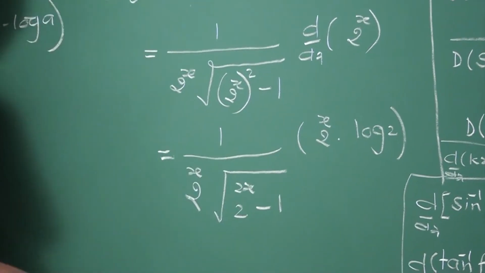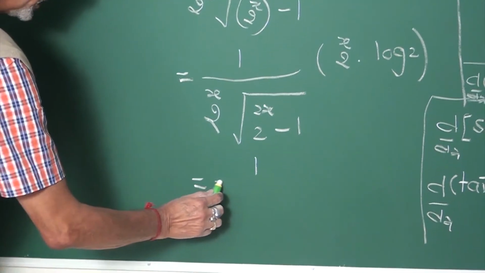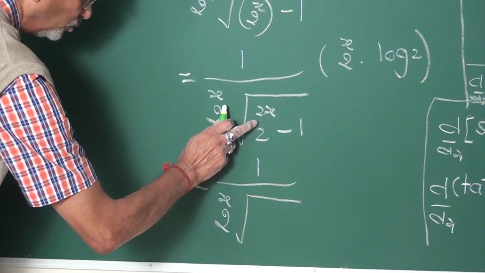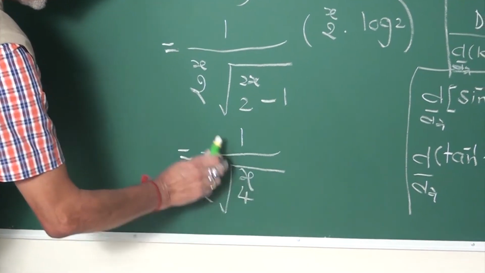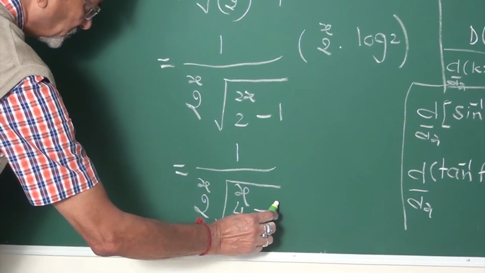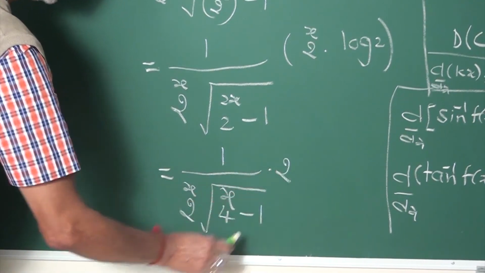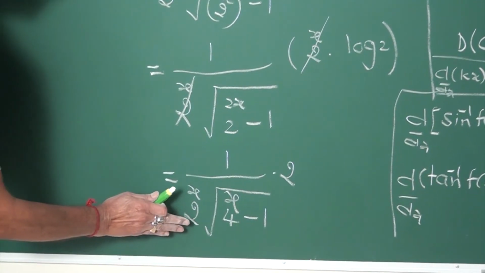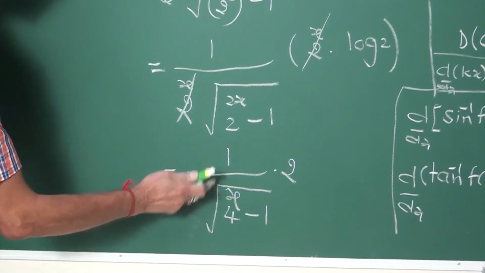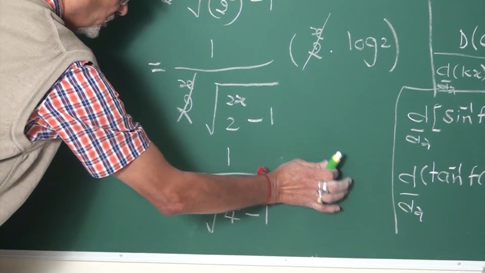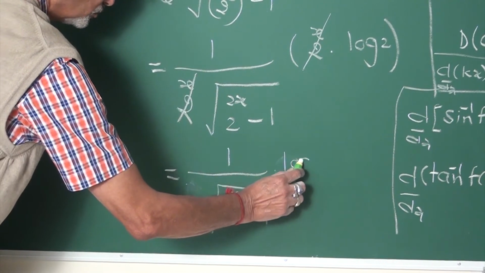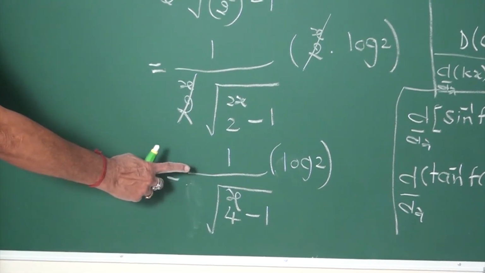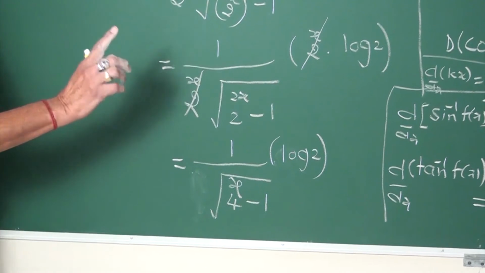If you want one more step, it is 1 by 2 to the power x square root of 2 square to the power x minus 1. 2 square is 4, so 4 to the power x minus 1, into 2 to the power x log 2. The 2 to the power x cancels. So 1 into log 2 is log 2, divided by the square root of 4 to the power x minus 1. I hope it is correct.